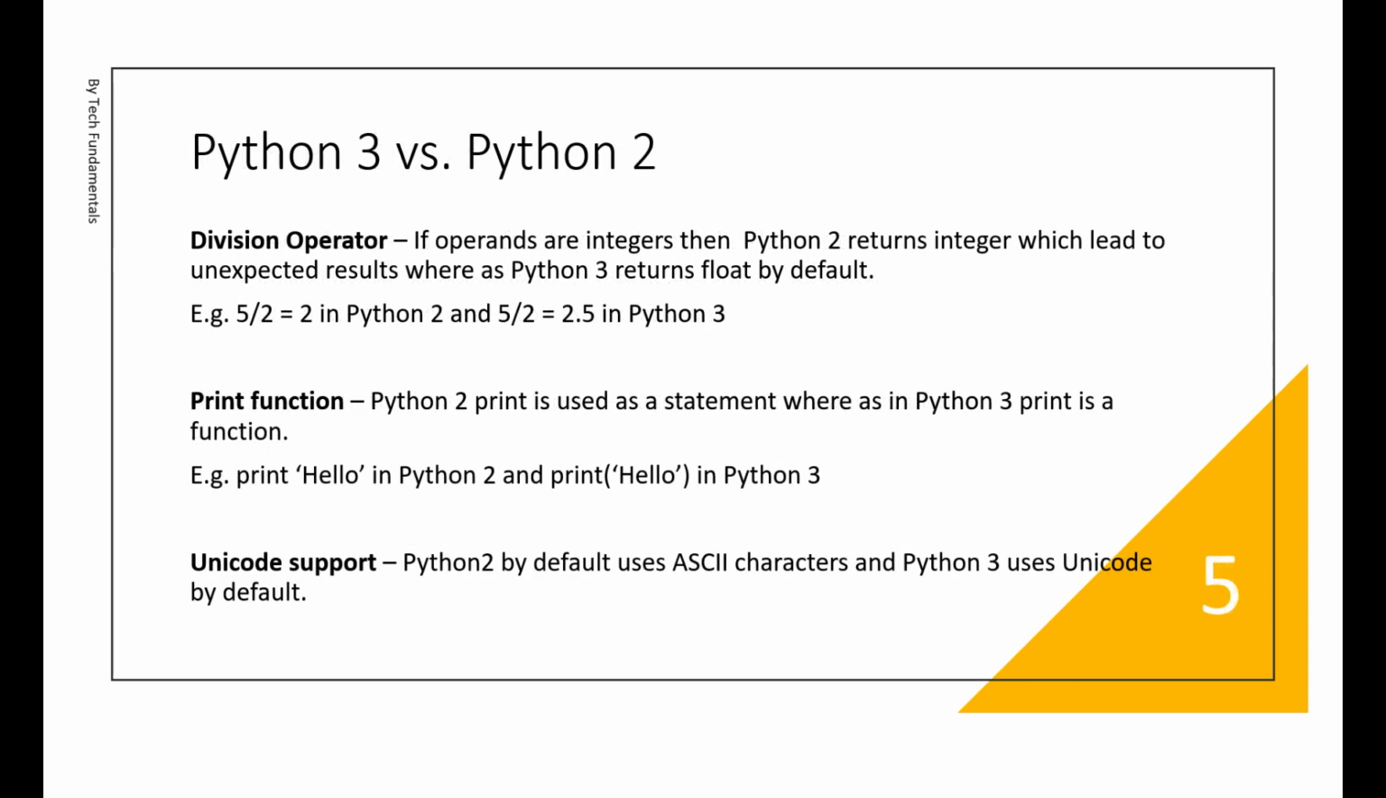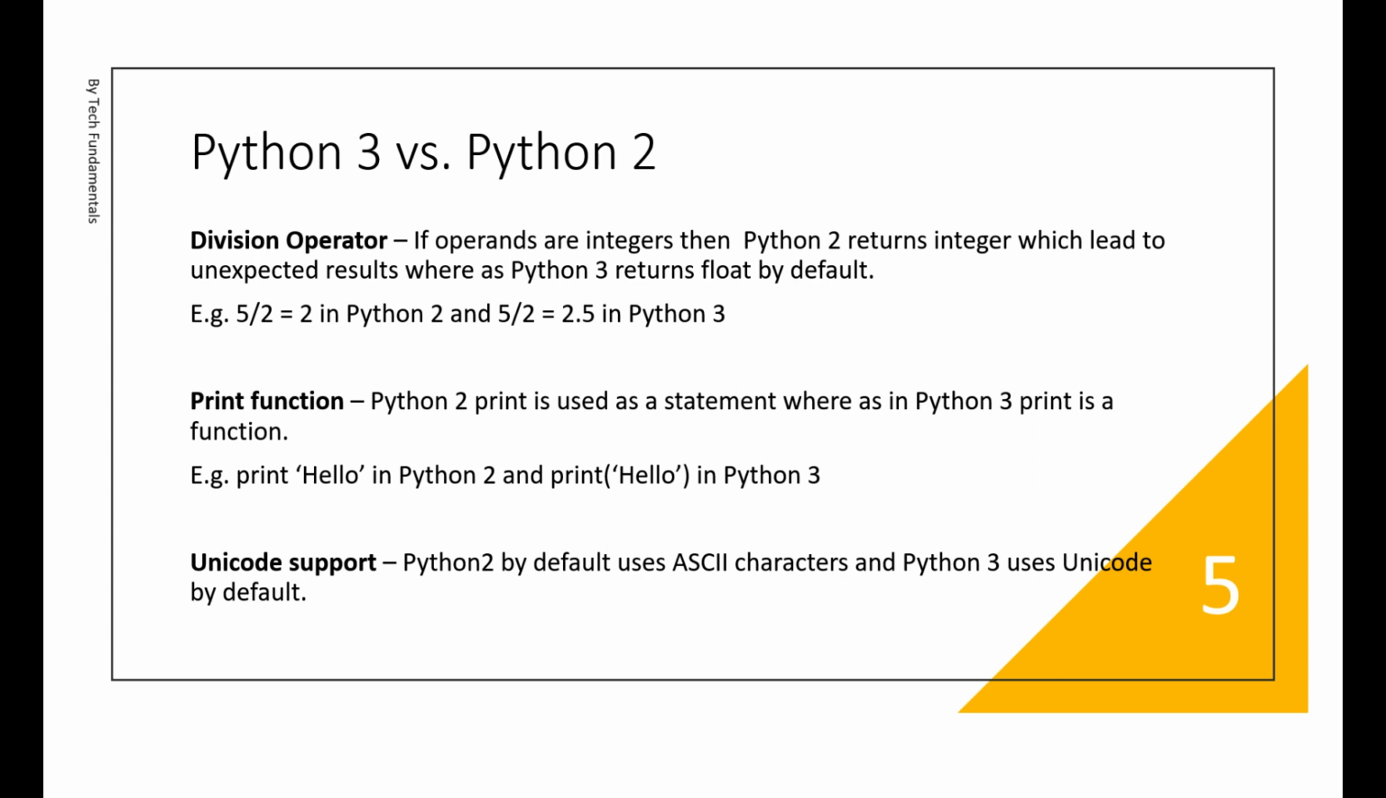In a lot of interviews, they ask what is the difference between Python 3 and Python 2. The first one is the division operator. In Python 2, if two operands are integers, then it will return an integer. Suppose we divide 5 by 2, then we will get 2 instead of 2.5. In Python 3, even if two operands are integers, by default a float value is returned. The next is the print function. In Python 2, print is used as a statement, whereas in Python 3, it is a function. So we need to use parentheses in Python 3.